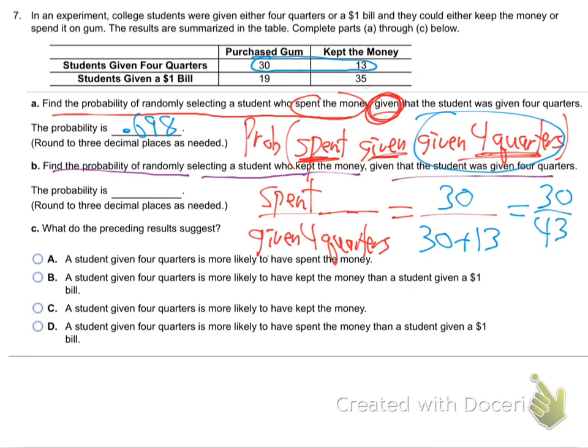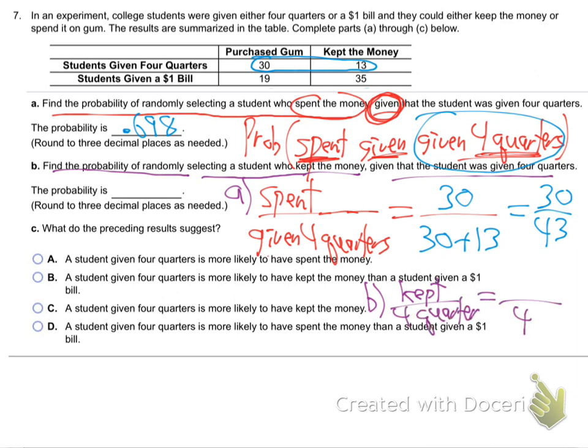So now you have 13 divided by 43. It just changes the top, right? It's going to be 13 out of 43. Does that make sense? 0.302. So this is part A here, and part B I'll do down here. That's they kept it, over the 4 quarters.